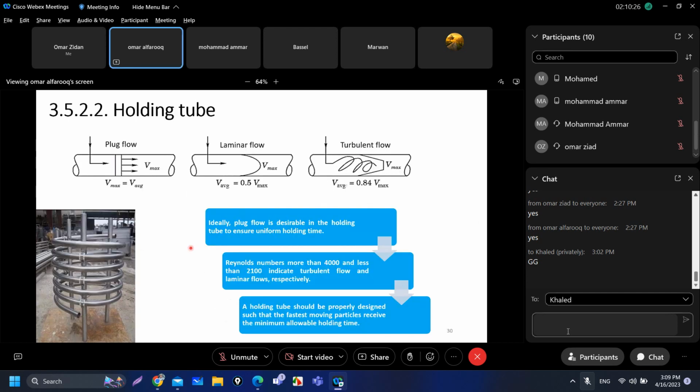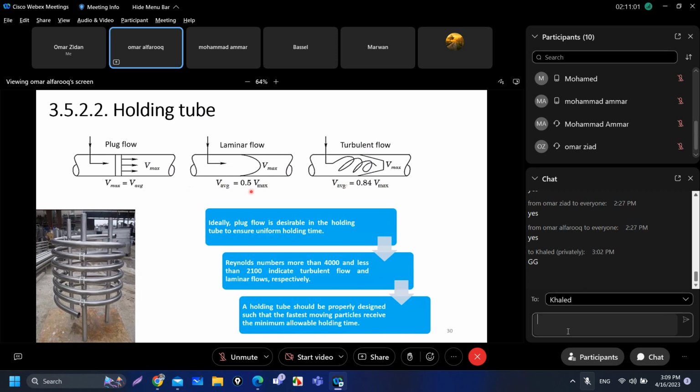Now moving on to the next part, which is the holding tube, where we hold the milk at a specific temperature for a certain time. Ideally in the holding tube, we prefer to have a plug flow, because it will ensure a uniform holding time. Plug flow is a uniform flow where the velocity profile is uniform. Every fluid particle, once it enters and once it leaves, will be held for the same time. But this is actually not always the case.